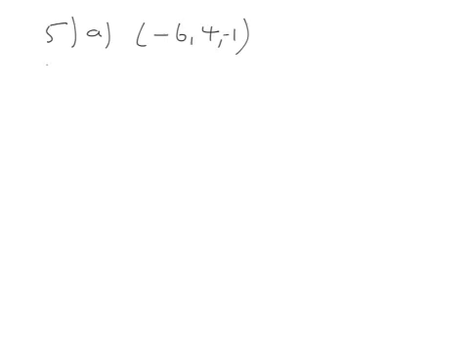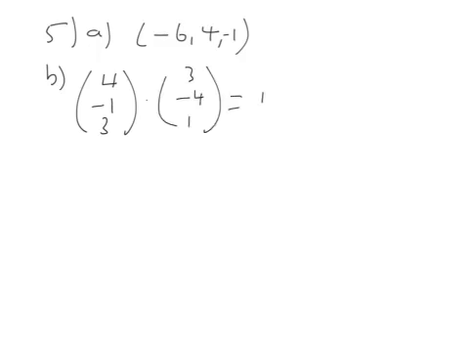In part B, the angle between the lines is the angle between the direction vectors. So we need to do 4, minus 1, 3, dot 3, minus 4, 1. So these are the direction vectors of the lines. So that's 12 plus 4 plus 3, that's 19, that's the easy way.